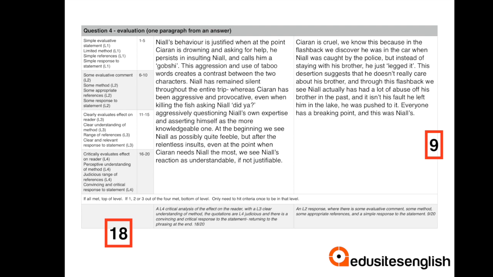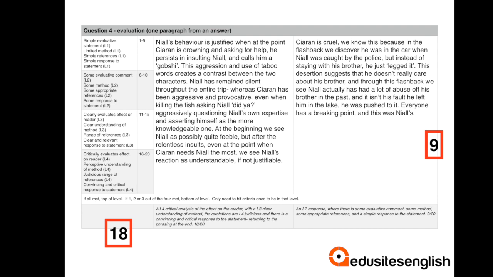So in that first answer, the better of the 2, you've got Niall's behaviour is justified, so you're directly linking there to the statement. It uses method when it talks about the contrast and the use of taboo language. It's got references to the text, you've got the gobshite and the did ya, and you've got the evaluation of this at the beginning, but by the end, and the tone of the way that it's identifying the tone, aggressively questioning Niall. So there we can put that into the top band.